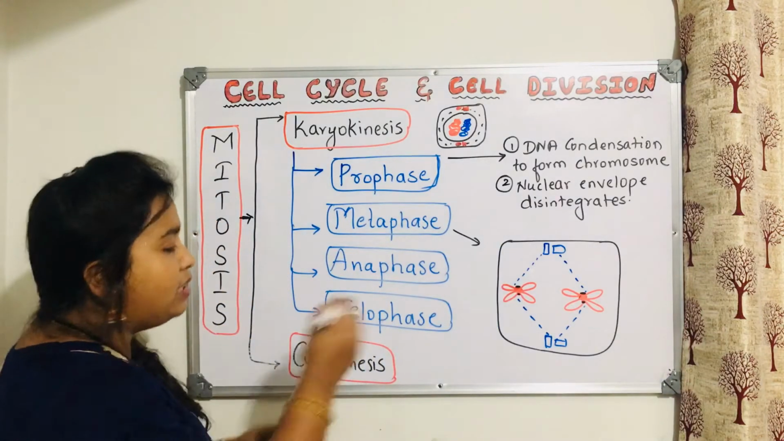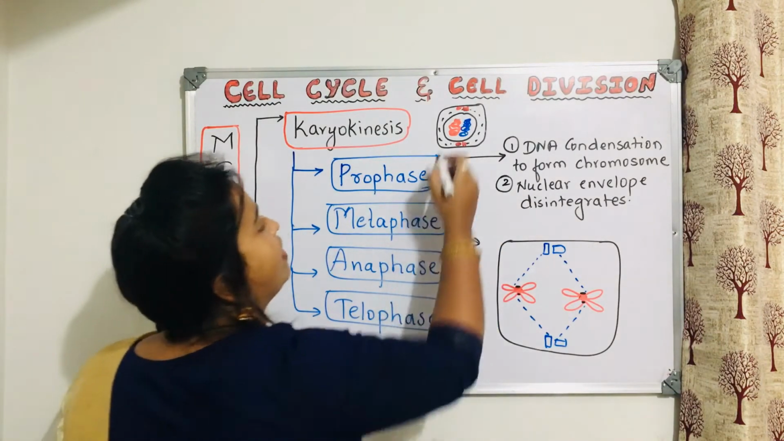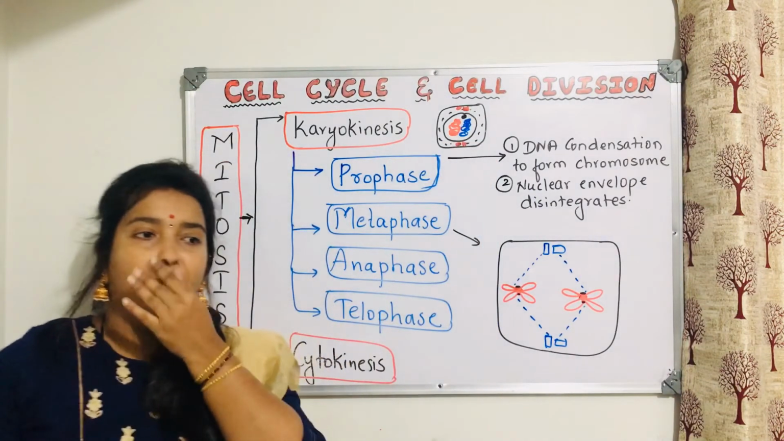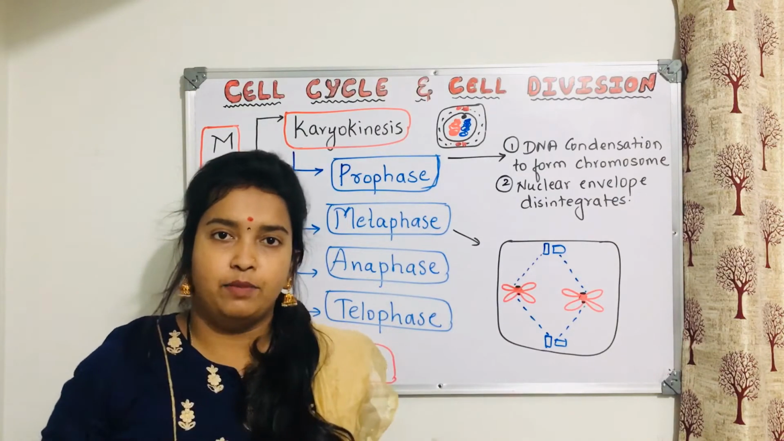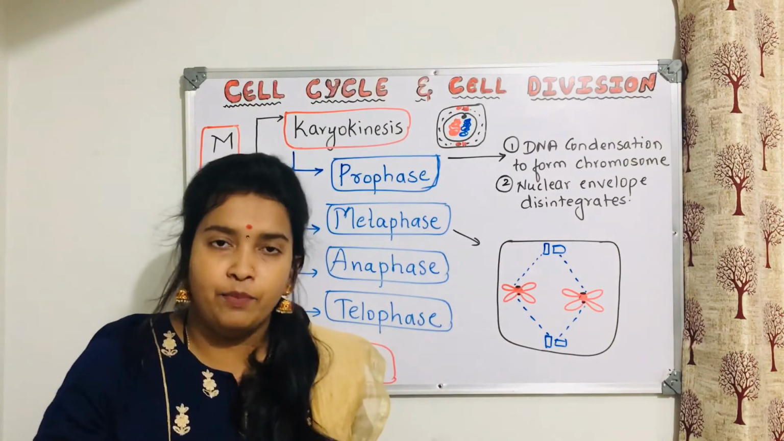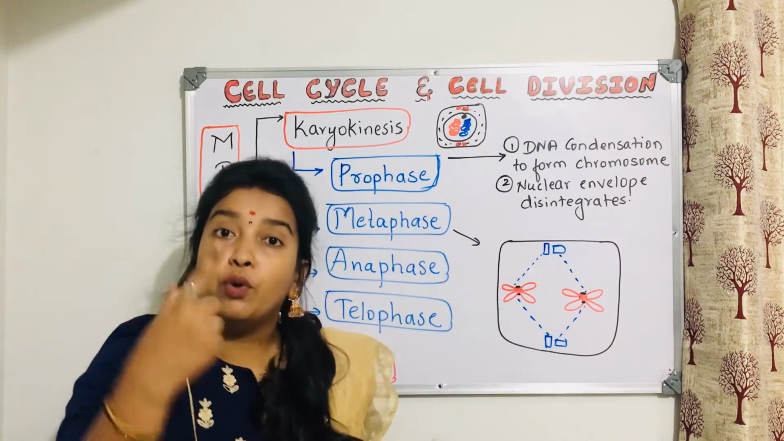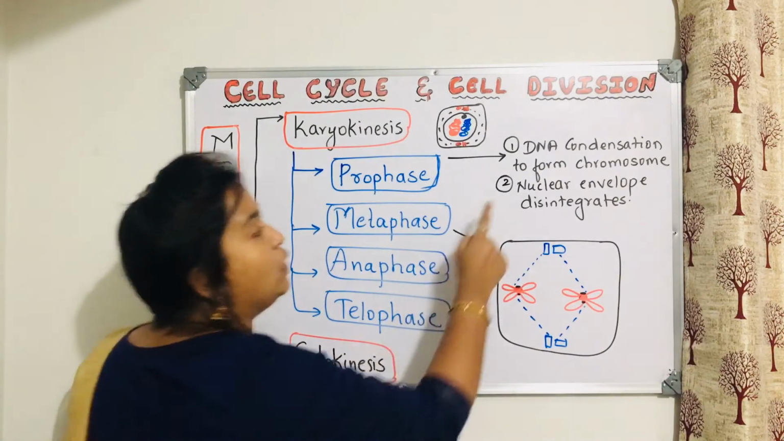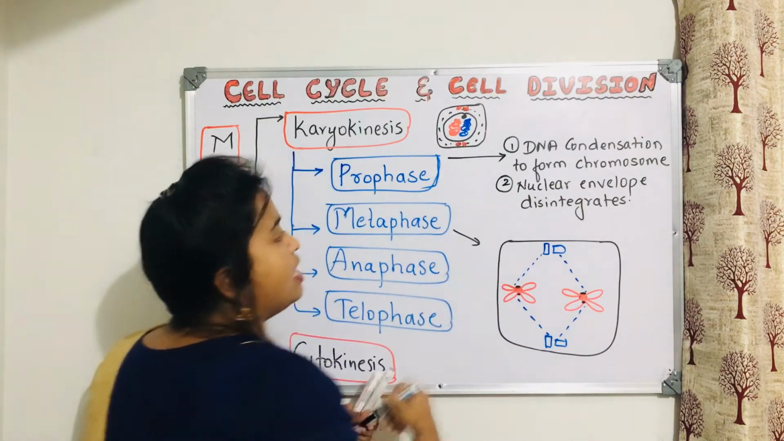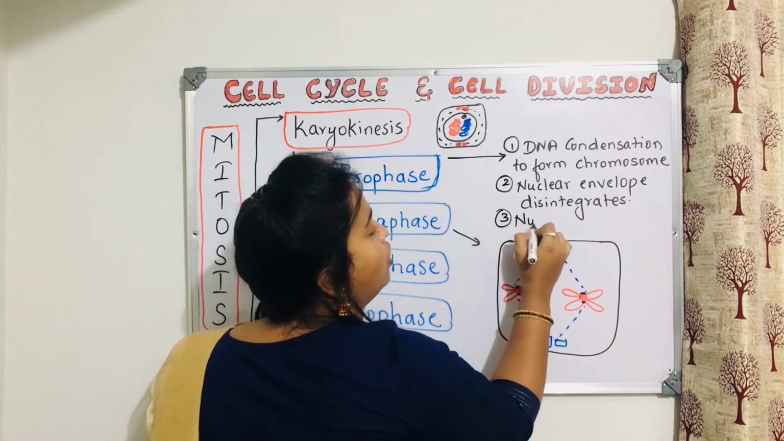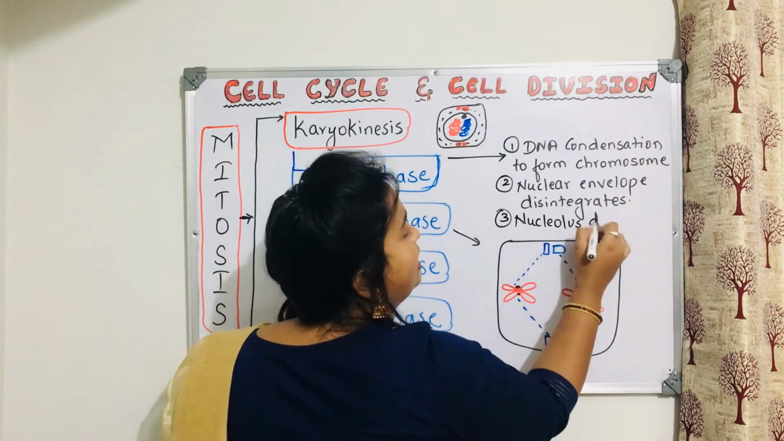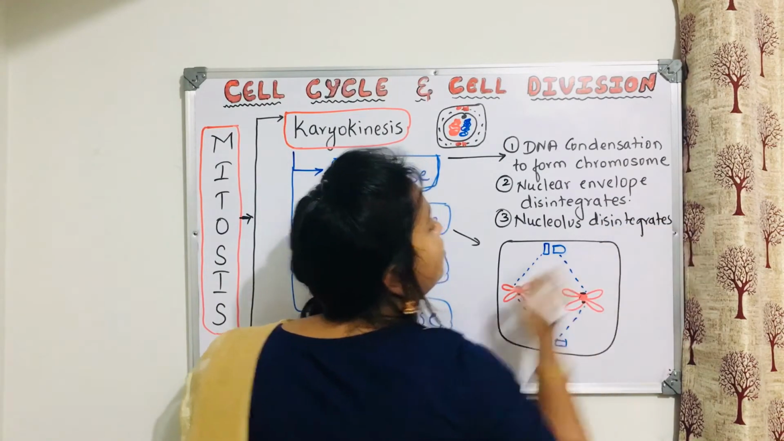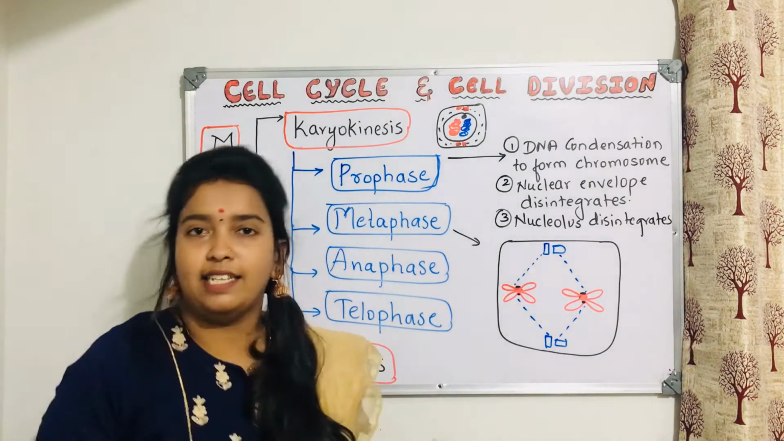Now you know that within the nucleus there is one more thing present, and that is the nucleolus. Yes or no? And the nucleolus is visible only when the DNA is in the form of thread. So once the DNA starts condensing, you will not be able to see the nucleolus. Are you able to find any nucleolus here? No. So along with nuclear envelope disintegration, at the same time, the nucleolus disintegrates. Correct? So these three things are easy to understand now.